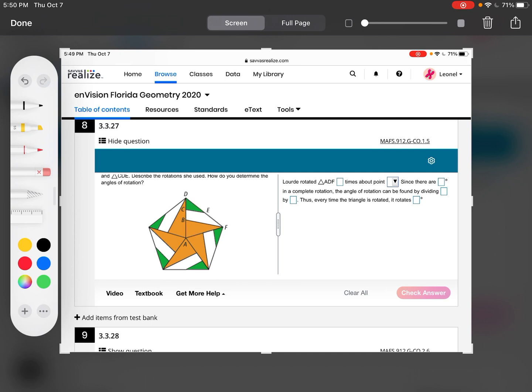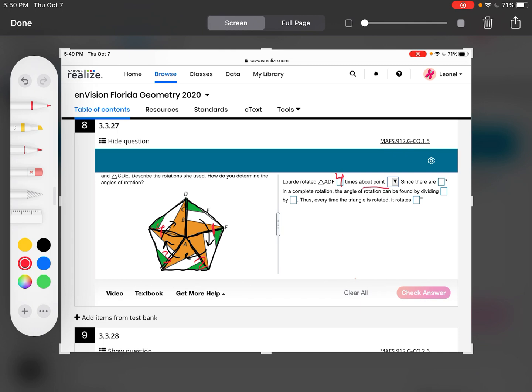So it looks like we rotated 4 times. So here's the first rotation. Here's the second rotation, right? Each arrow was showing a rotation. 3 and 4. So 4 rotations created these 5 triangles. So the answer here would be 4, and for this one it would be around.